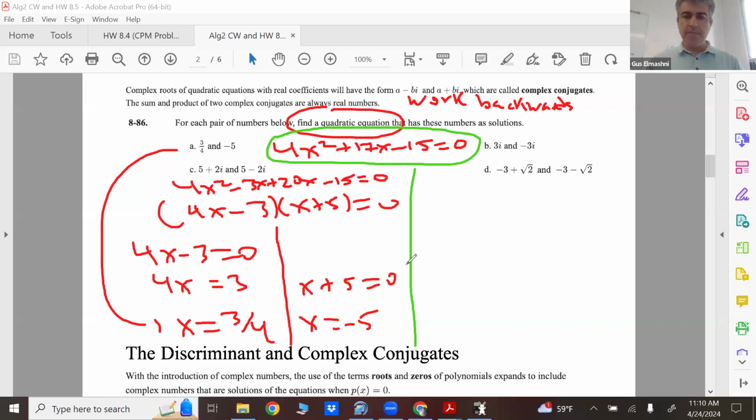So I'm going to do the same thing for part B. I'll do it off to the side here. So x equals plus minus 3i. So again, you can consolidate this, right? Because 3i and negative 3i is plus minus 3i. So now what I'm going to do is I'm going to square both sides.